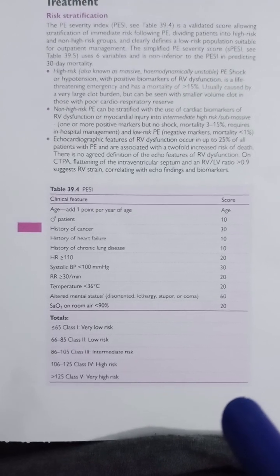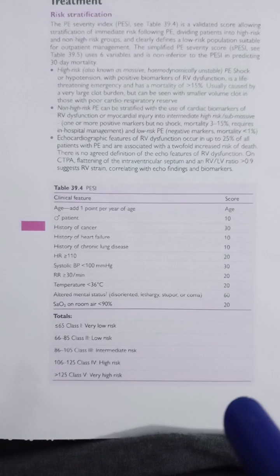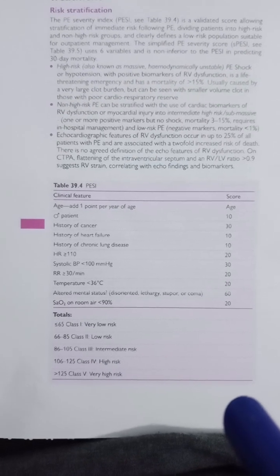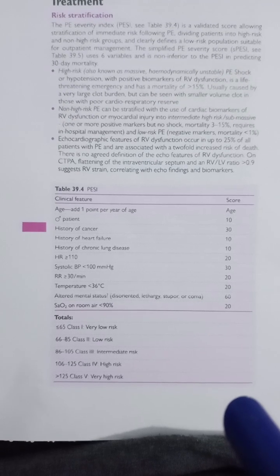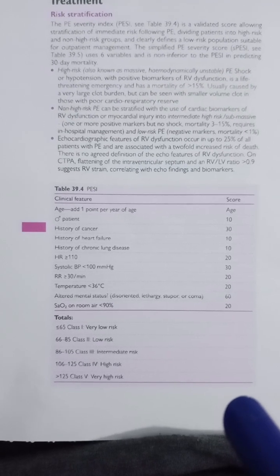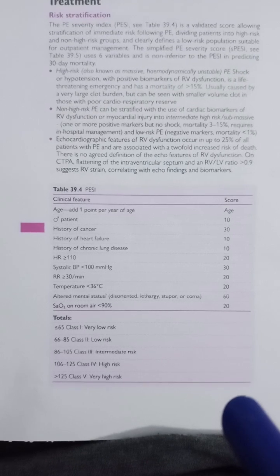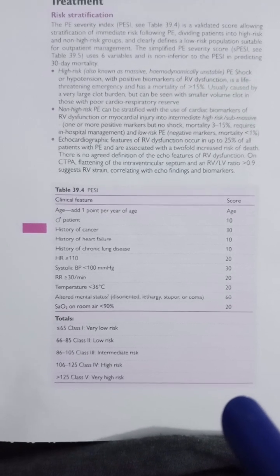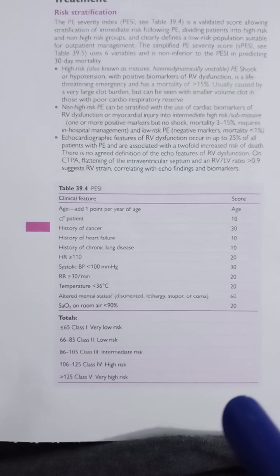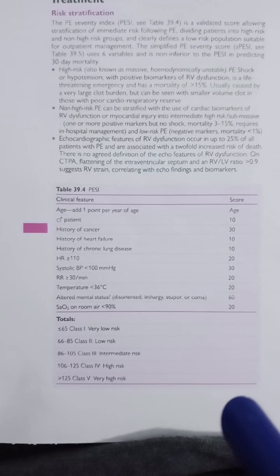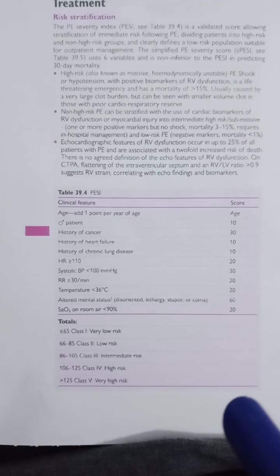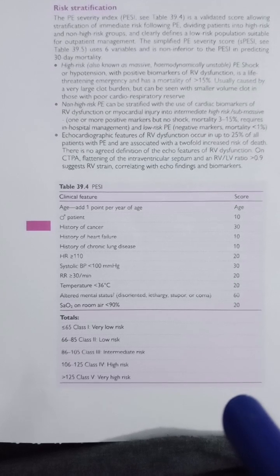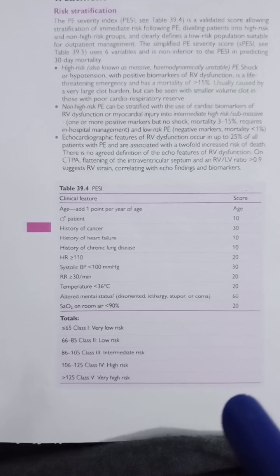If heart rate is more than or equal to 100, the score will be 20. Systolic blood pressure below 100 millimeter mercury, score will be 30. Respiratory rate more than or equal to 30 per minute, score will be 20. Temperature below 36 centigrade, score is 20.